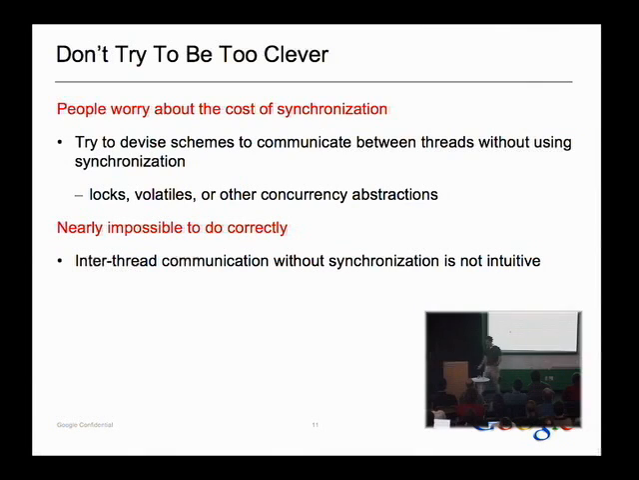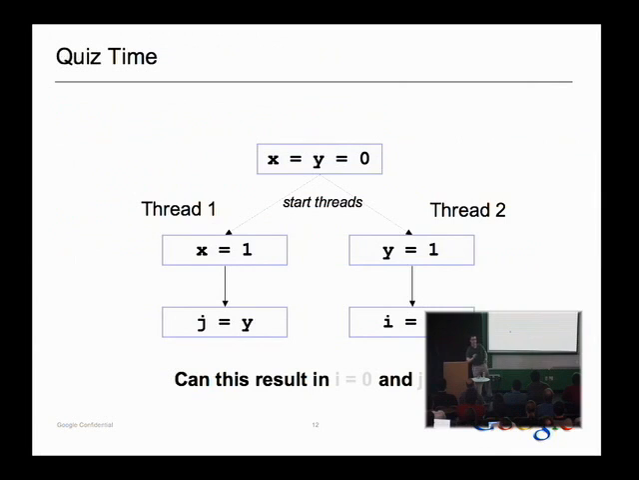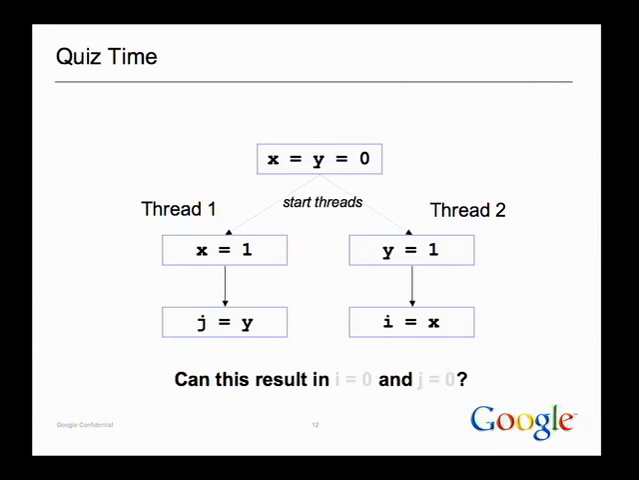All right, so let's see. Here's my basic example of why this is a hard thing to do. It's got two threads, thread 1 and thread 2, and two variables, x and y. x and y are both initialized to 0 at the beginning of the program. Then thread 1 writes to the variable x and then reads the variable y. And then thread 2 writes to the variable y and reads the variable x.